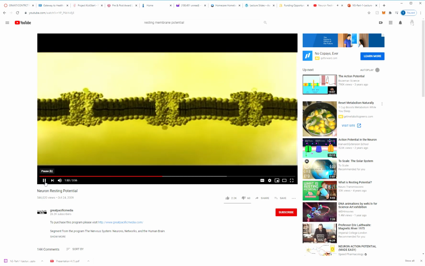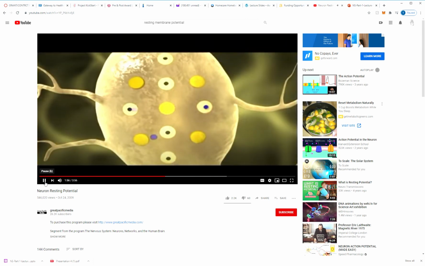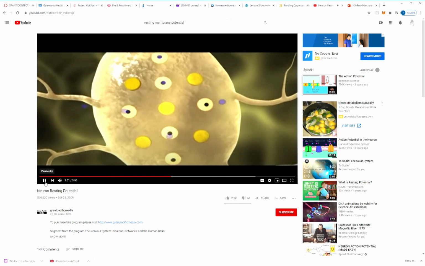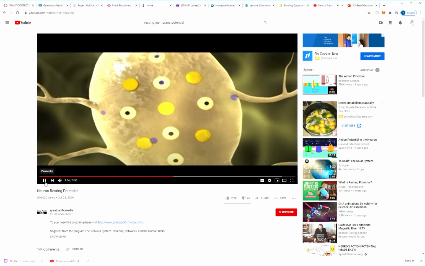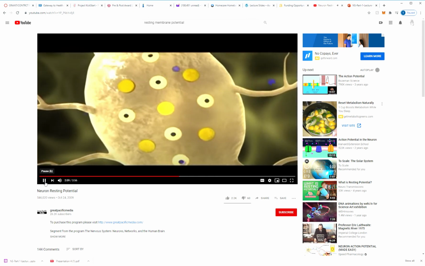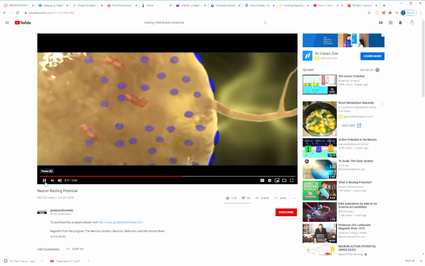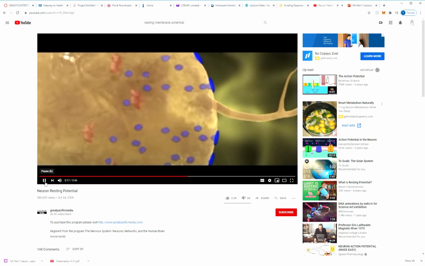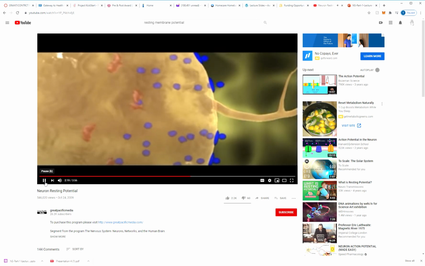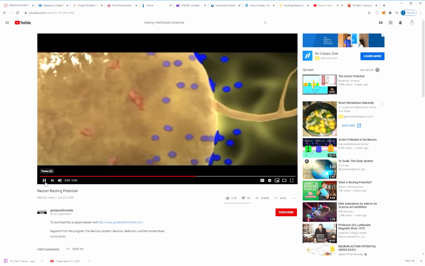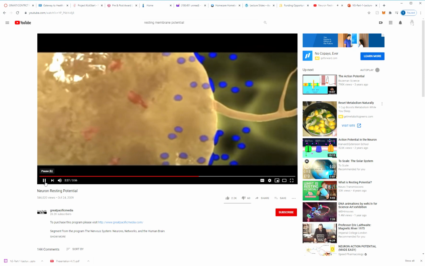But once we introduce leakage channels, potassium is able to leave down its concentration gradient. So that's what we're seeing. We're seeing blue ions leaving because they move down their concentration gradient. But as they leave, a negative charge starts to develop, because number one, these blue particles, it's potassium, it's positively charged. So as positively charged ions leave, the inside becomes more negative. Also, these large negative protein chicken nuggets are pulled closer to the cell membrane, and they're negative as well.